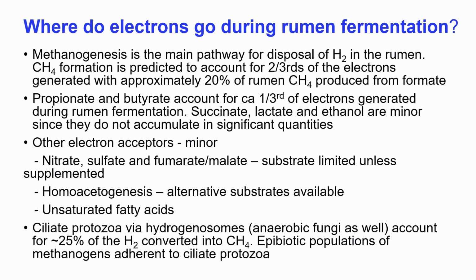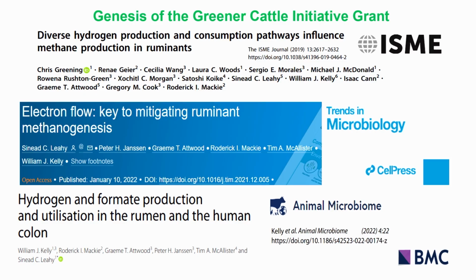And they account for maybe about 20% of the methane comes from hydrogen that's produced by ciliate protozoa. And that's one of the big differences between a rumen population and other populations, hindgut populations. One of the other things I didn't mention up front is that we need to include formate in this whole story of hydrogen. And so formate is a nice soluble form of hydrogen.